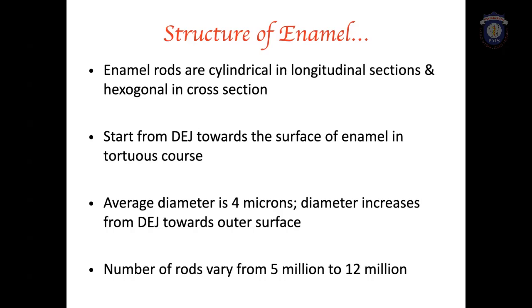Now the enamel rods start from there because the enamel deposition starts from within the dentino-enamel junction, and the enamel-forming cells, which are called ameloblasts, move towards the surface of the enamel. So when we tell the direction of the enamel rod, we say it starts from the dentino-enamel junction and extends towards the surface of the enamel. And it is not in a straight line. It is in a tortuous course. That means it is slightly wavy.